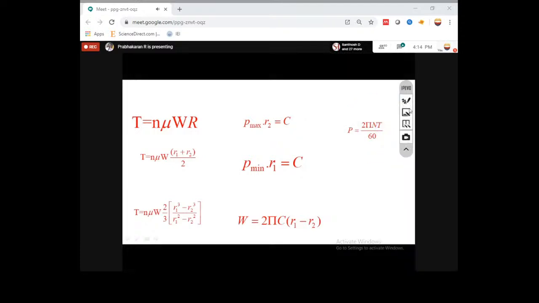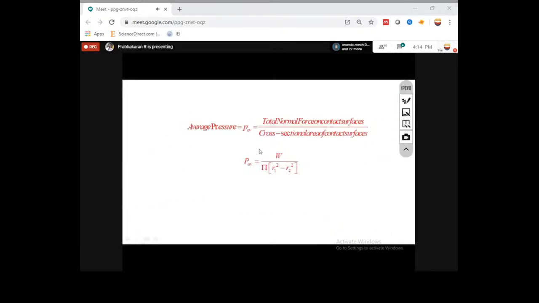This is the important formula you should remember, technically as well as from the GATE exam point of view. Next, the two formulas. Average pressure: this is that simple. From the word itself, we can easily understand the concept. Average pressure equals total force divided by cross-sectional area. That is for the average pressure.